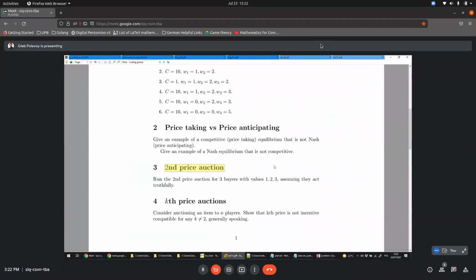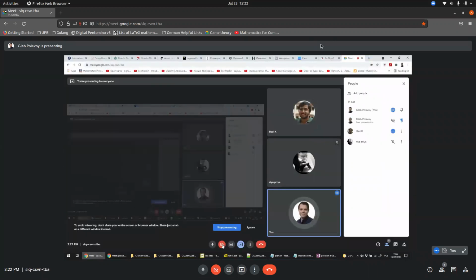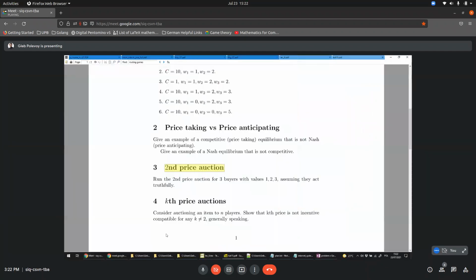Yes. So let's move to the next exercise. Now, the most famous application of this is simply called the weekly auction. A concrete case for the auction is the second price auction. This exercise is very simple. Let's just try to run this second price auction for this simple case.